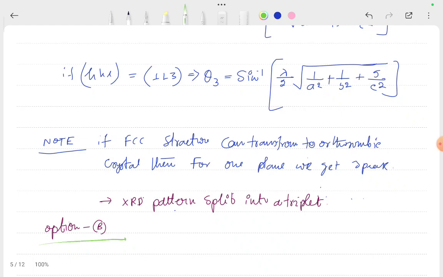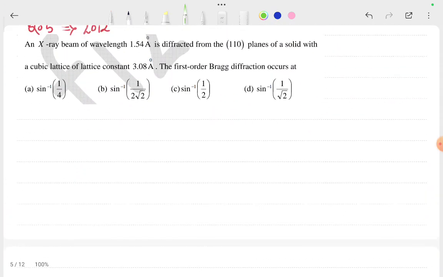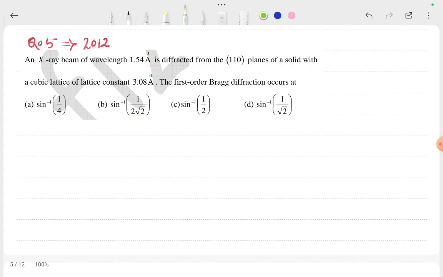I think you understand. Okay, next go to another question. Yeah, this is your question. Question number 5. I think this is very easy. For an X-ray beam of wavelength 1.54 angstrom, it is diffracted from the 110 plane in a solid with a cubic lattice of lattice constant 3.08 angstrom. Lattice constant means a. The first order diffraction occurs at what angle? Actually, just calculate where the diffraction peak will be found. What is the value of theta?